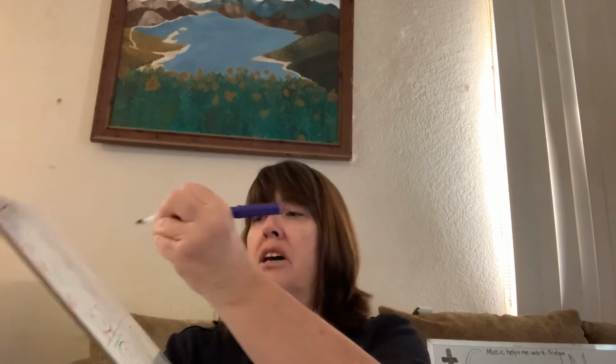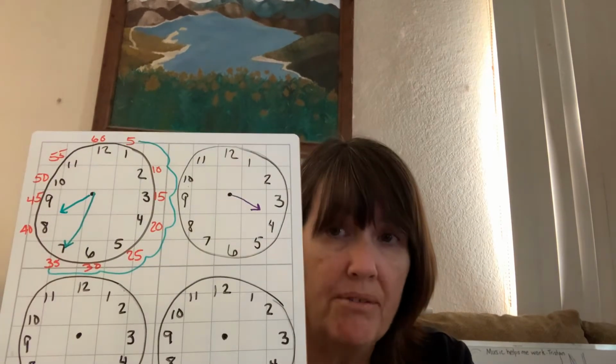Okay, so let's try 3:40. So we know it's 3 o'clock, we'll make our hour hand in between the 3 and the 4, because we know it's not 3, but it's not quite 4 yet either. And if it's past the 30 minutes, it's going to be closer to the next hour than if it was before the 30 minutes.